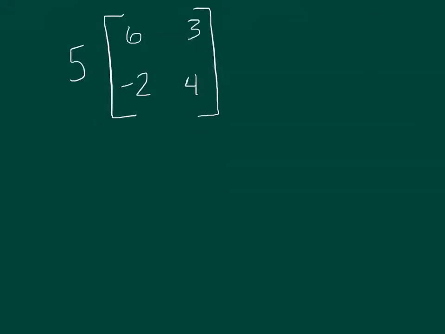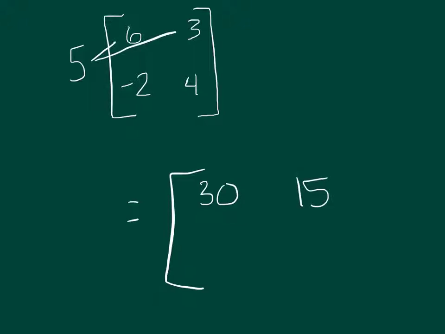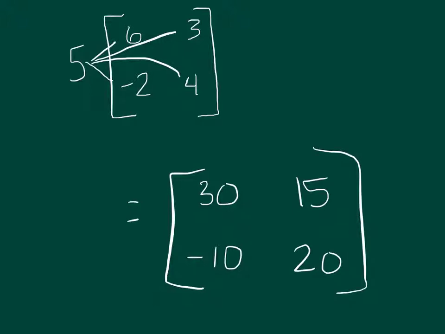Now if you want to multiply the matrix, what you do is you just multiply the 5 times every number or every piece of data in the matrix. So your new answer would be 5 times the 6, which is 30, 5 times the 3, which is 15, 5 times the -2, which is -10, and then 5 times the 4, which is 20. And that is your new matrix.